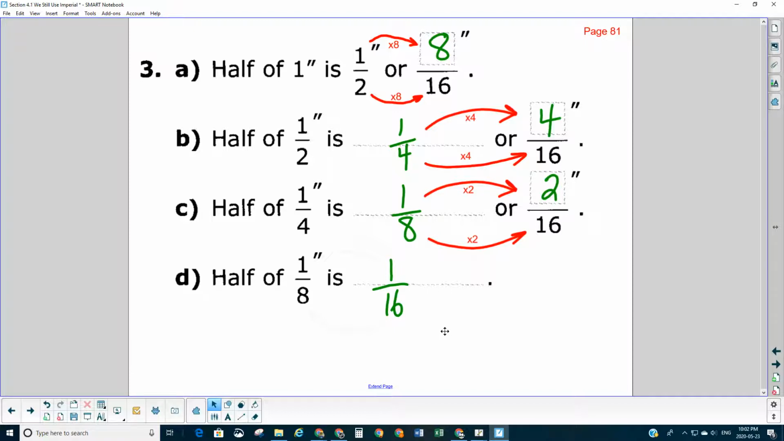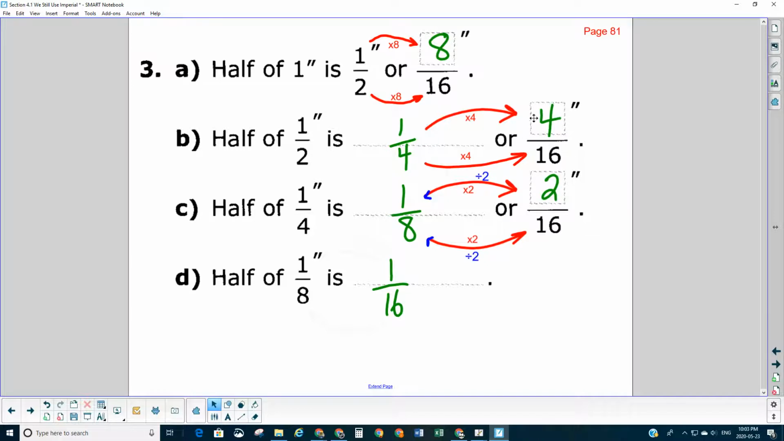Now, the reason I wanted to jump to number 3 first is because we also can reduce. So if I had this 2/16 and I wanted to work backwards to get to 1/8, if I wanted to reduce this, I would do the opposite operation. So instead of multiplying, I'd be dividing by 2. So half of 16 is 8, and half of 2 is 1. So if you're reducing 16ths, you can divide the number by the top or the bottom.